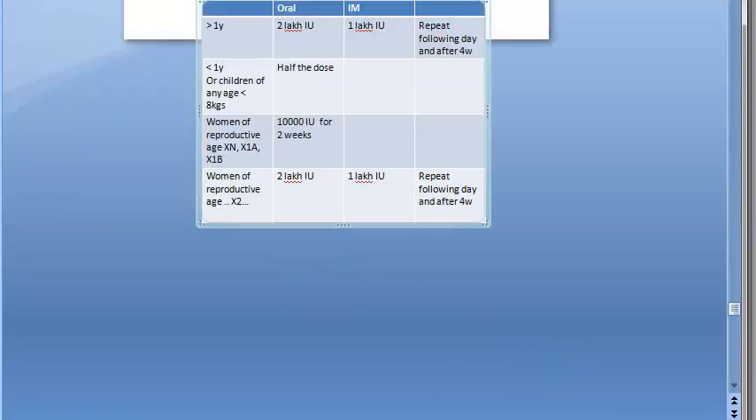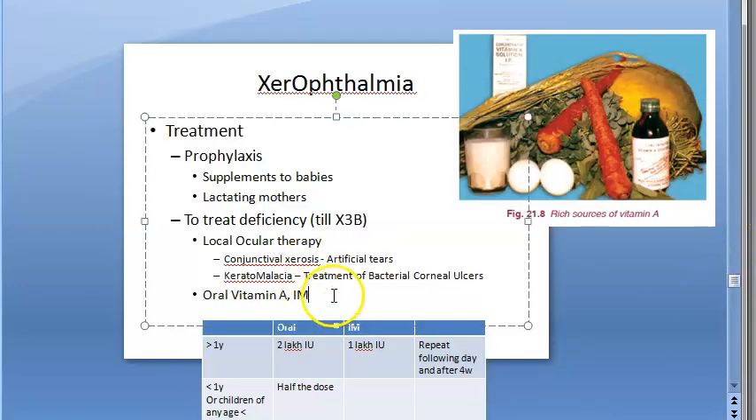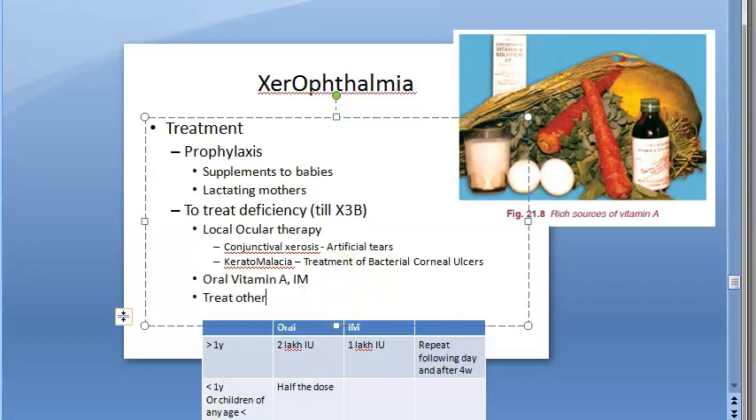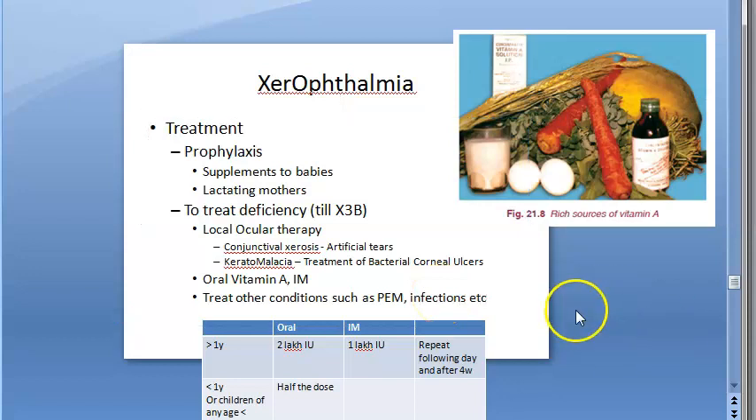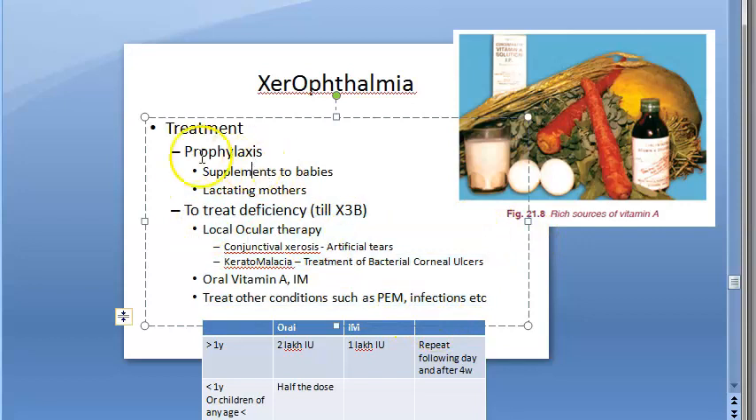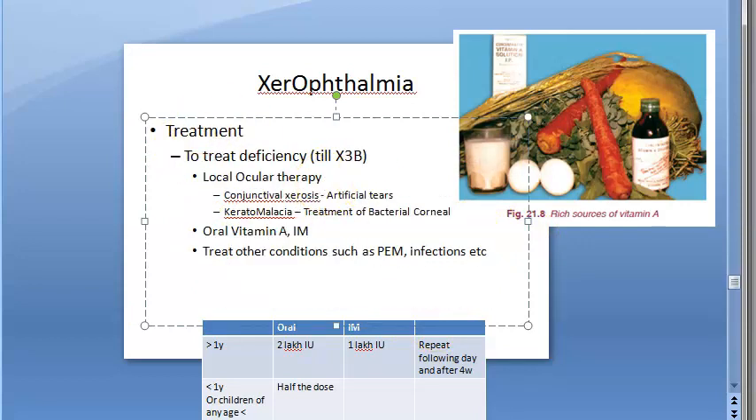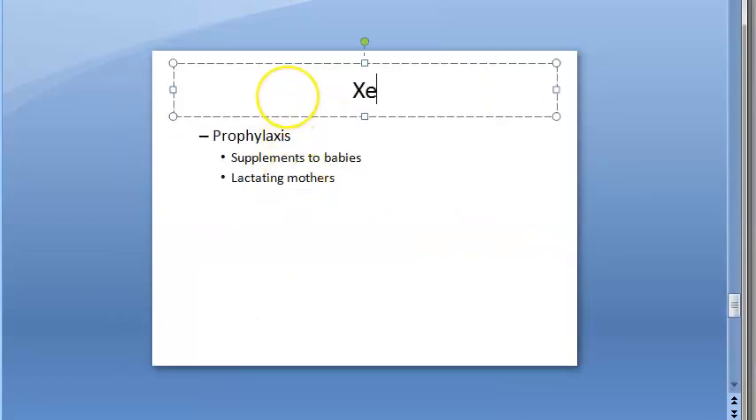What is happening? Like here, they are telling to treat other conditions, such as PEM, etc. What did we say? PEM and one more thing we said, no? Infections, etc. Right? So this is the treatment if they have deficiency. So this deficiency part we saw. Now let us look at the prophylaxis part. Okay. Let's look at the prophylaxis here.